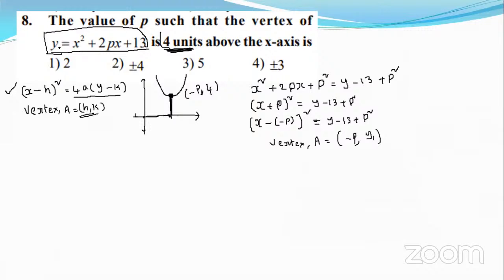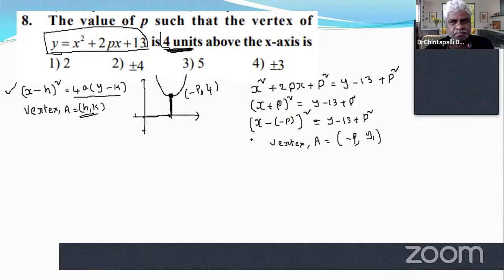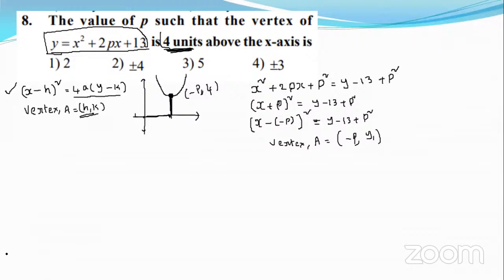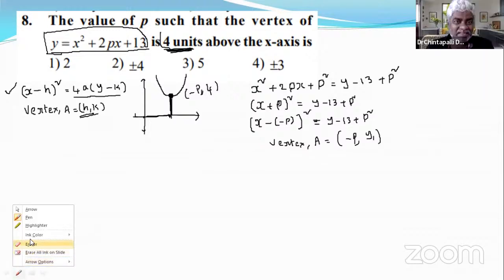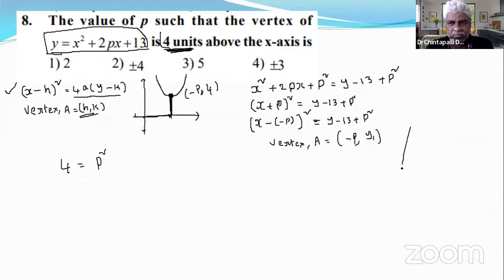So p square equals 9 or 3? I think p square is equal to 9. Sir, 3p square equals 9? Not 3p square, 9 equals p square. See, y means 4. Negative p whole square is p square. You know, negative p whole square means negative p times negative p. Negative times negative is positive, p square. Right? Positive p square.